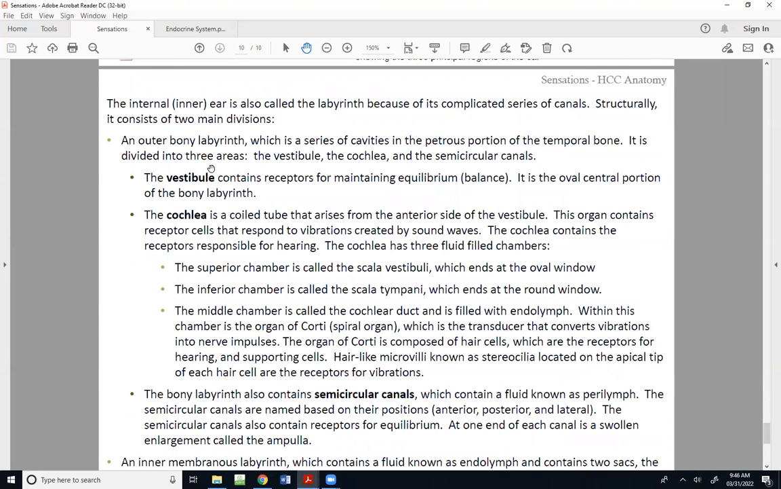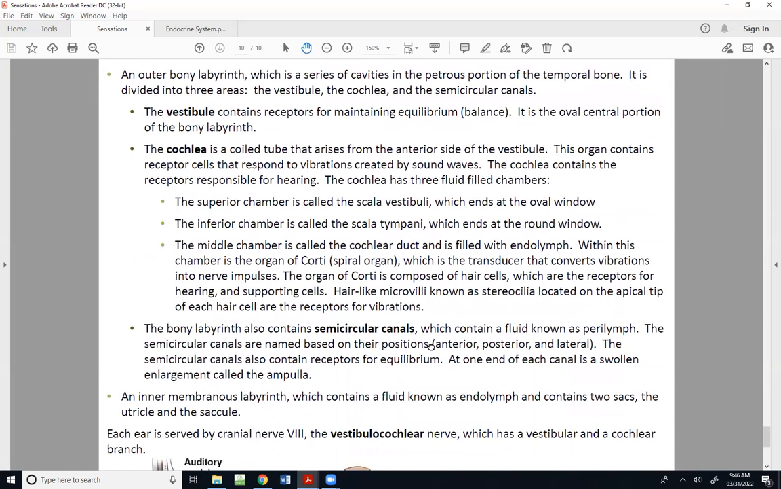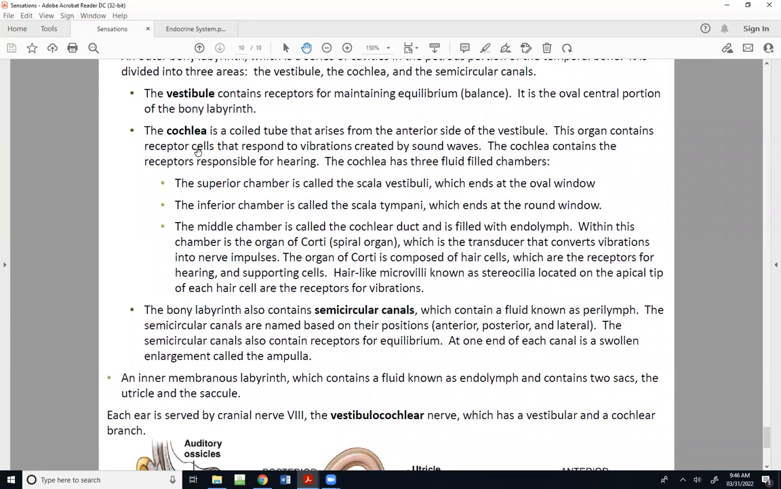Okay, let's start by talking about the vestibule. It contains receptors for maintaining equilibrium or balance and is the oval central portion of the bony labyrinth. Okay, the cochlea is a coiled tube, arises from the anterior side of the vestibule. And this organ contains receptor cells that respond to vibrations created by sound waves.